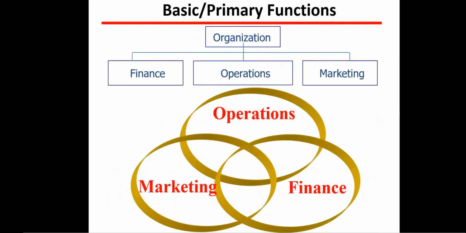When we talk about the transformation process in the organization, we need these three main functions. It must have these three. If not, it won't work. Finance, operation and marketing. Operation, they also use the word production. Remember, I told you it's the same term, it's interchangeable.